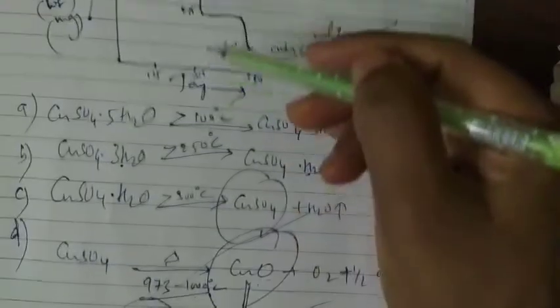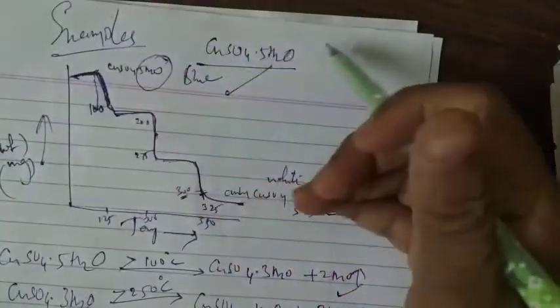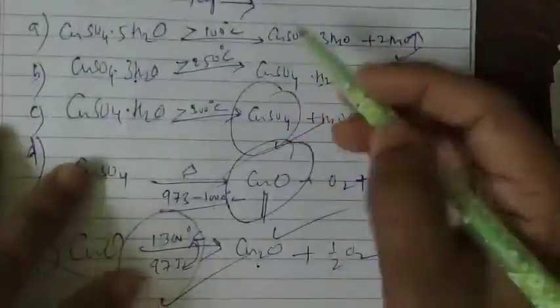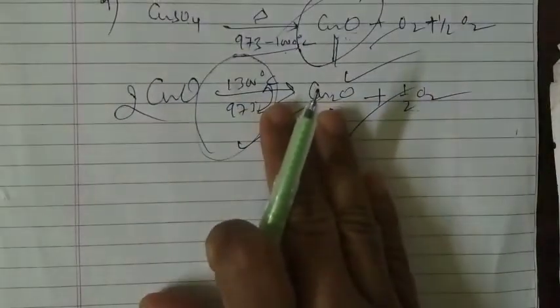So this is how the TGA diagram and its application, with the example of copper sulfate, we can show very nicely. See, this is very beautiful. We are going to get the graph here, and very nicely you can see stepwise the decomposition of the copper sulfate in this case.